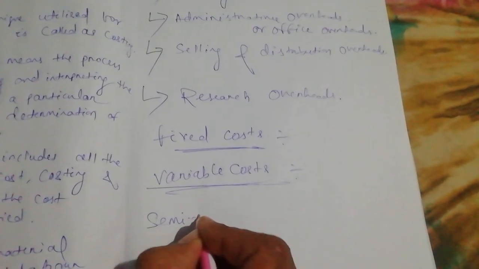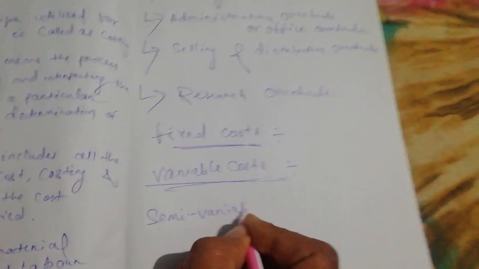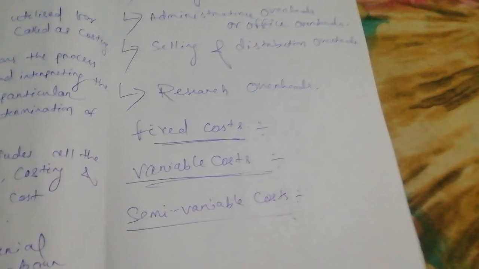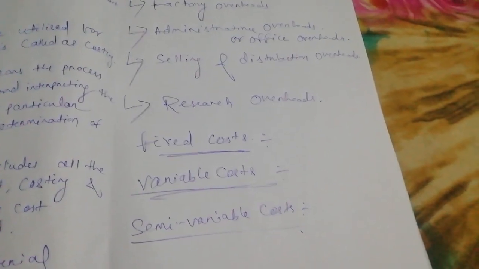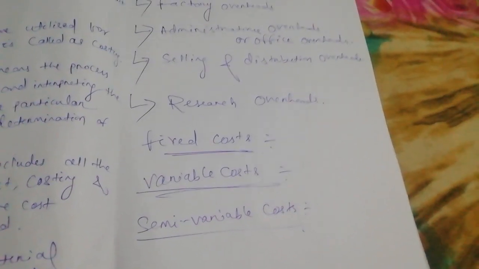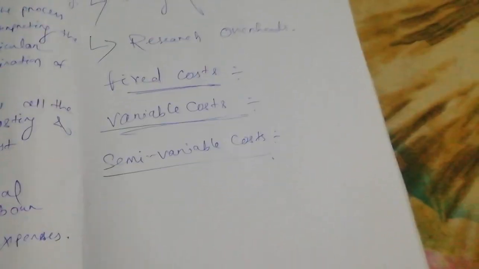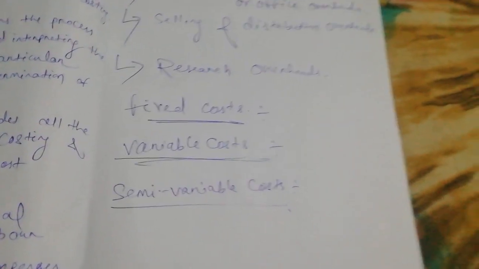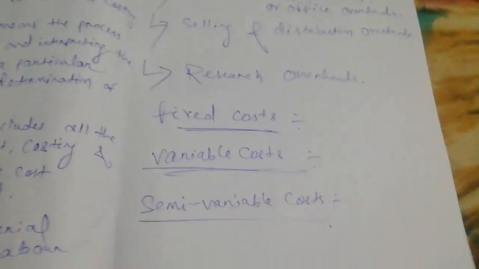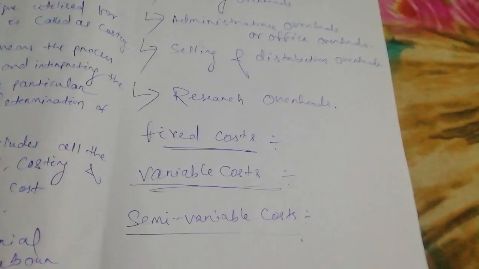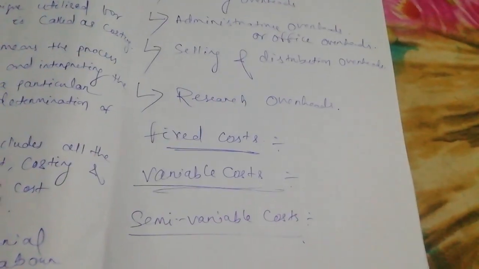Third one is semi variable cost. Semi variable cost is one type of cost which is partly variable and partly fixed. The best example of semi variable cost is advertisement. In advertisement, one part is fixed and another part is variable.